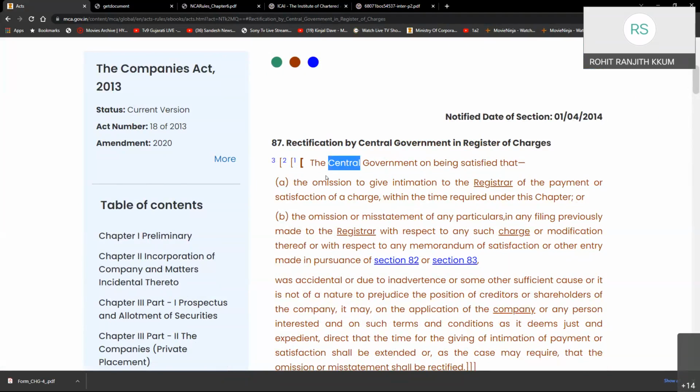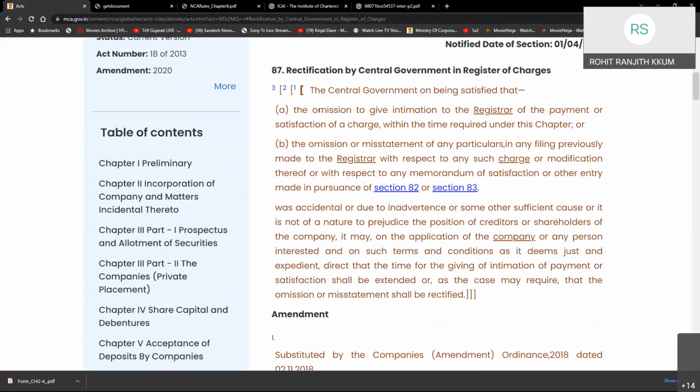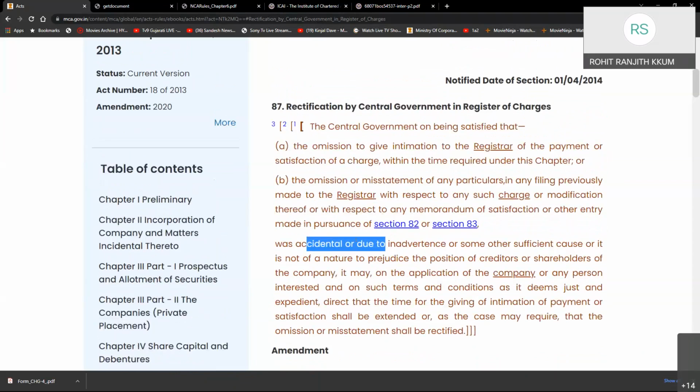What is written over here? The central government, on being satisfied that the omission to give intimation to registrar of the payment or satisfaction of charge within the time required under this chapter, the omission or the misstatement of any particulars in any filing previously made to the ROC with respect to any such charge or modification with respect to any memorandum of satisfaction or other entry made, was accidental or due to inadvertence or some other sufficient cause. In short, guys, if there is any omission, any misstatement, any false information, accidental misstatement, if any mistake is done, central government has the right to intimate the ROC to rectify its register.